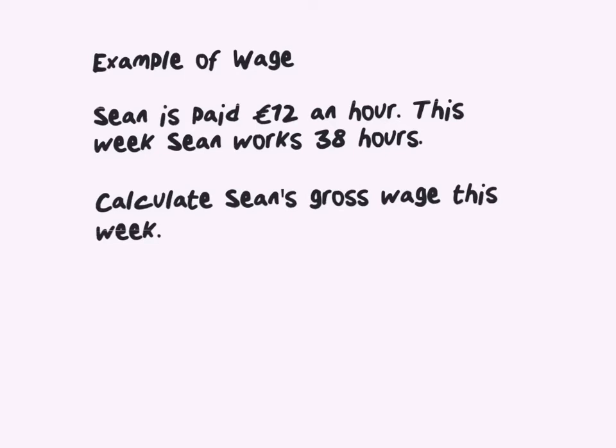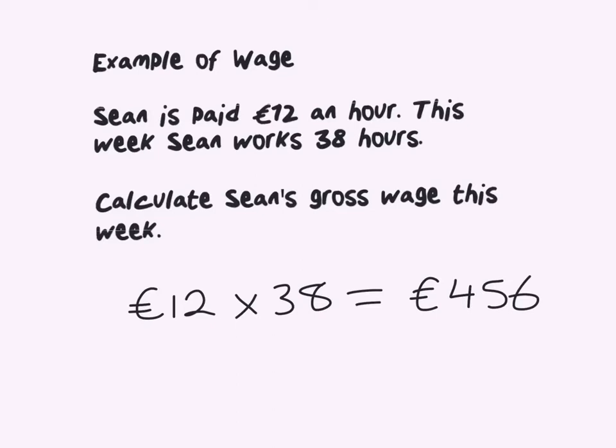Okay, so in order to answer this question, we just need to take the time rate of €12 and multiply that by 38 hours. That gives me 12 multiplied by 38, which is 456. One thing you need to note here is that this is called the gross wage. We haven't paid any tax on this yet.